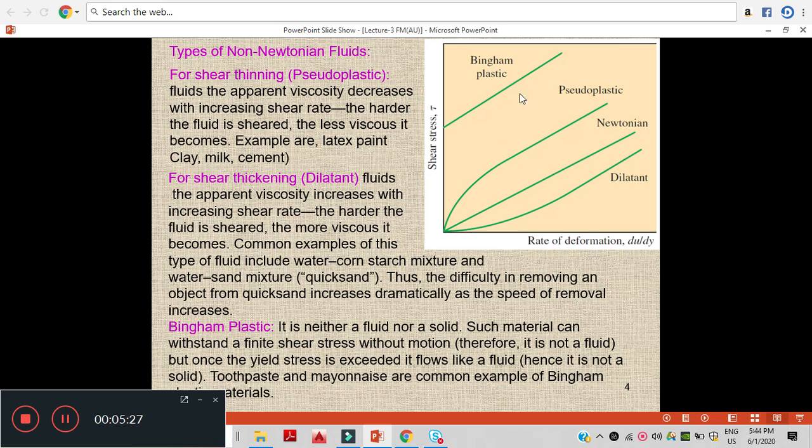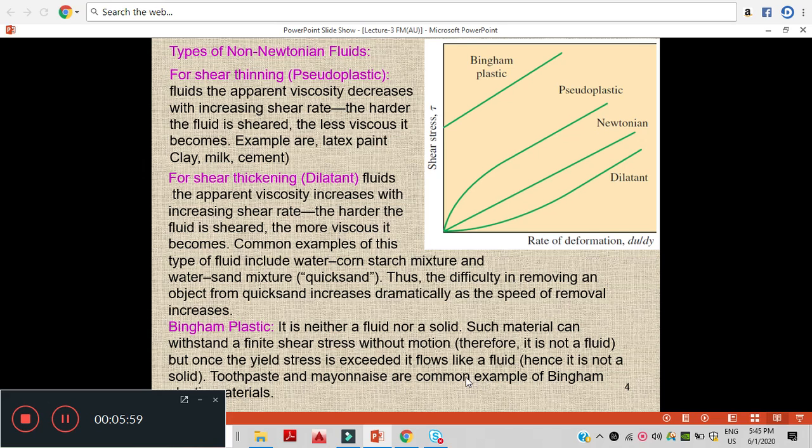This is the Buckingham plastic. This is the Newtonian fluid that follows a straight line, which follows Newton's law of viscosity, and this is the pseudoplastic, and this is the dilatant. Let's see what is Buckingham plastic. Buckingham plastic is neither a fluid nor a solid. Such material can withstand a finite shear stress without motion. Therefore, it is not a fluid, but once the yield stress is exceeded, it flows like a fluid, hence it is not a solid. Toothpaste and mayonnaise are examples.